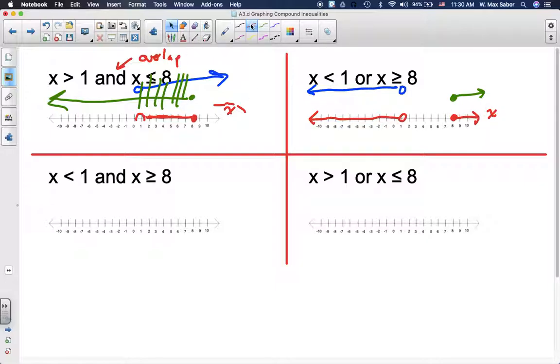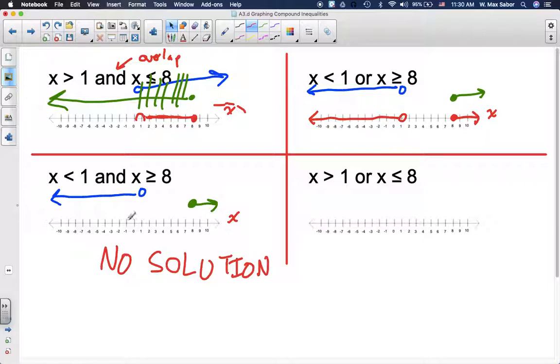Now, if we say x is less than 1, that should be an open circle, shading left, and x is greater than or equal to 8, so we'll have a closed circle shading right. For the overlap here, we need both of them to be true. Only one is true at a time. So there is no solution. There is no number that makes both of them true at the same time. So the blank number line would be our answer here because there's no overlap.